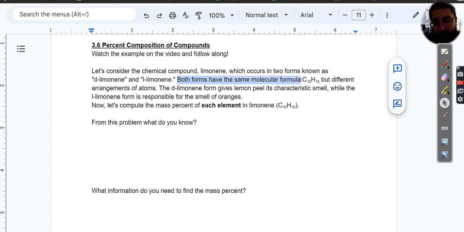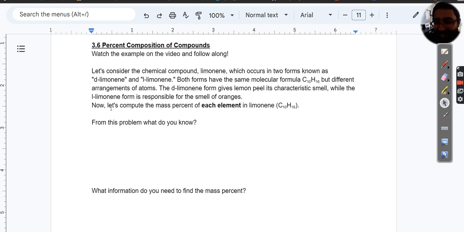Both forms have the same molecular formula, C10H16, but different arrangements of atoms. The D-limonene form gives lemon peel its characteristic smell, while the L-limonene form is responsible for the smell of oranges. Ooh, interesting. I didn't even know that.